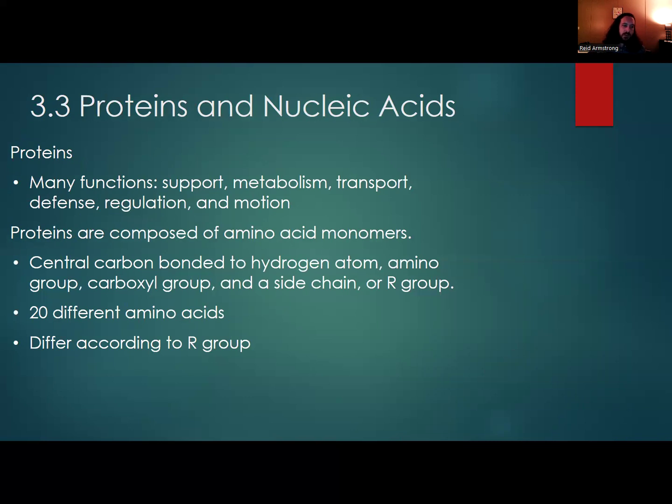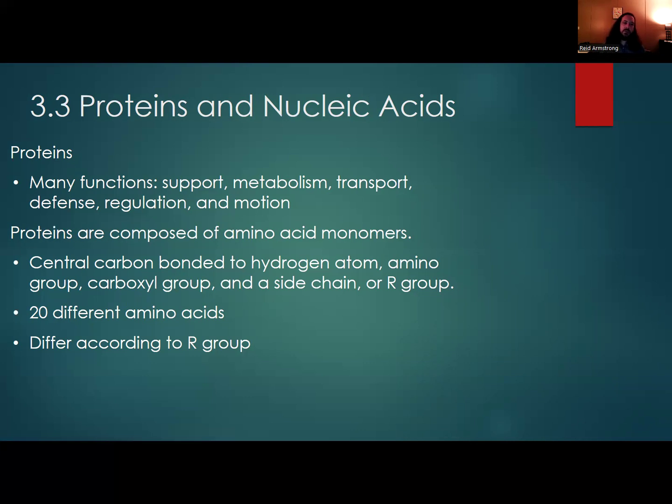Proteins and nucleic acids. So proteins have many functions. They support metabolism, transport, defense, regulation, and motion. Proteins are comprised of amino acid monomers: a central carbon bonded to a hydrogen atom, an amino group, a carboxyl group, and a side chain or an R group.